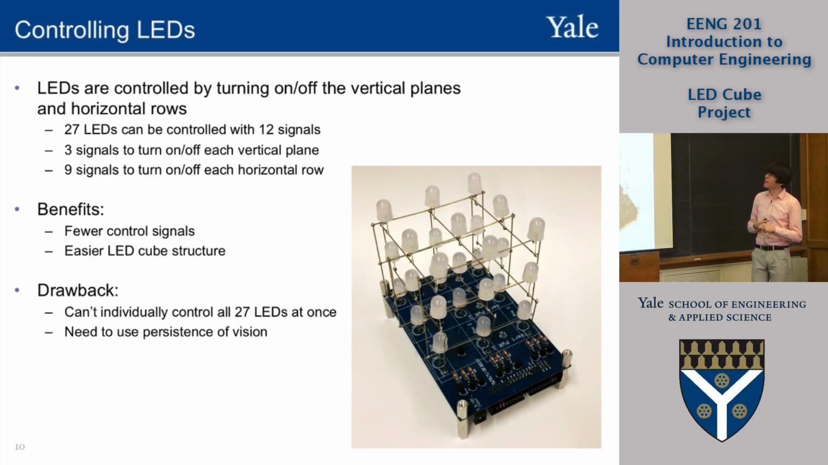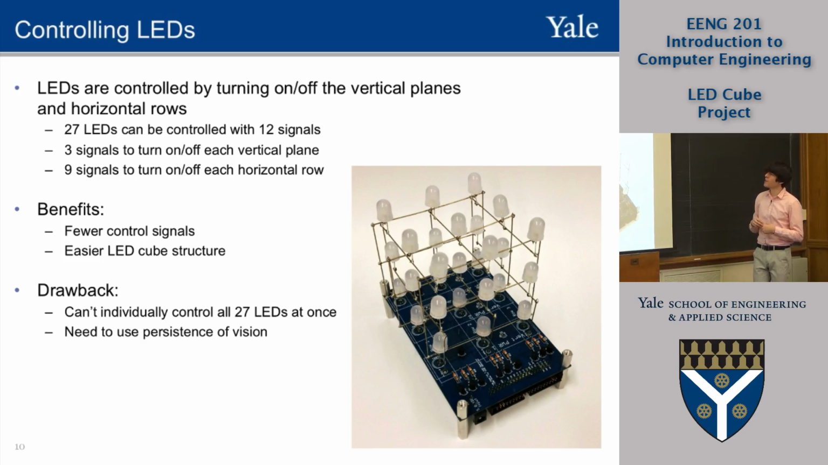And now about the LEDs, how they're controlled. There are two sets of control signals that you can use. It's a 3x3x3 LED cube, so there are 27 LEDs that you could control. However, that would require 27 signals, and as the cube gets bigger, you would need the dimension cubed signals to control all the LEDs.